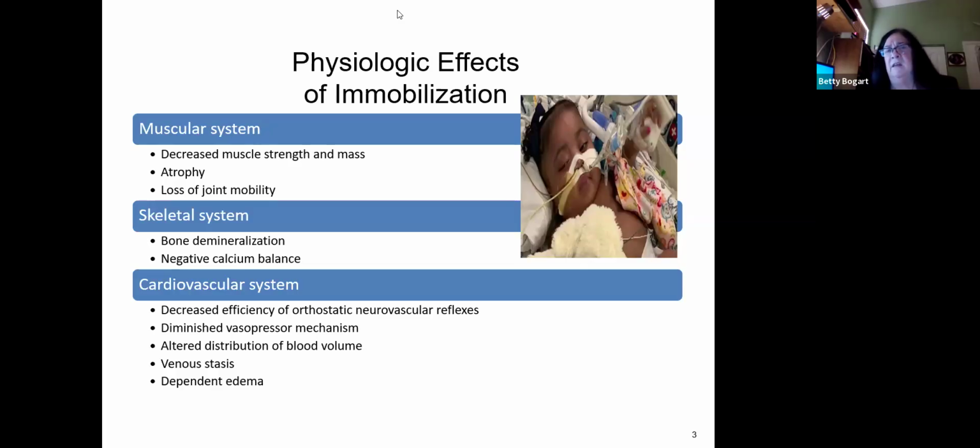How do we prevent those effects of immobilization on the cardiovascular system? It's as simple as turning, positioning, rubbing them, inspecting the skin, and then if they're alert and awake, maybe doing respiratory treatments, exercising, wiggling toes. All of these things can help.